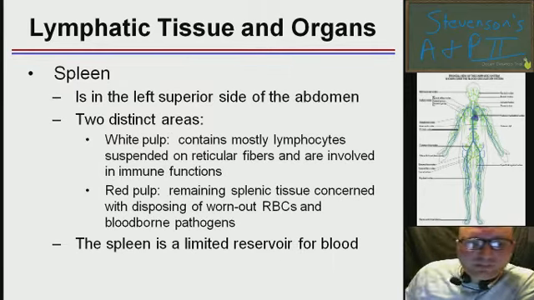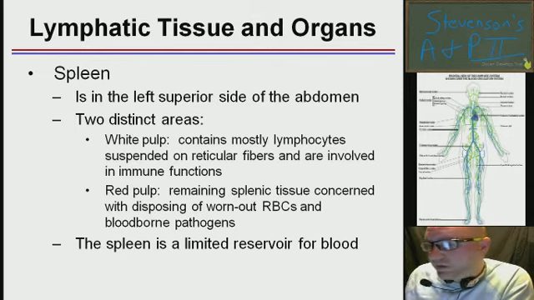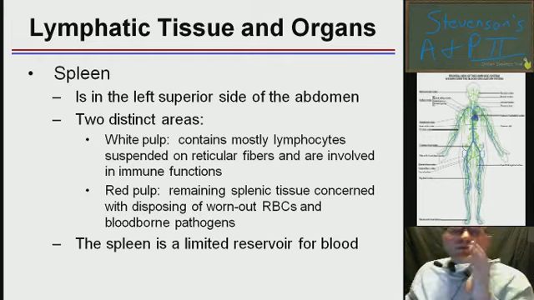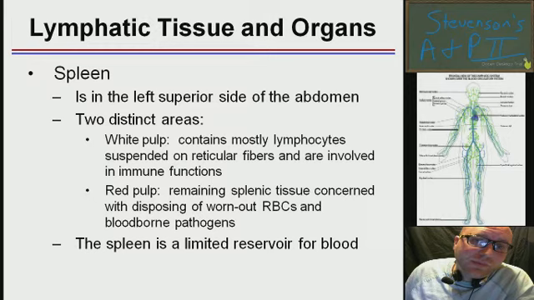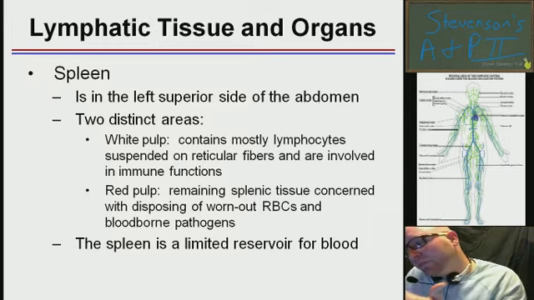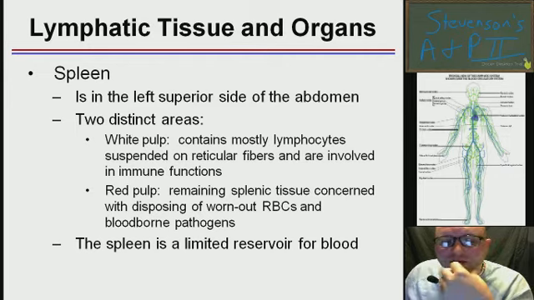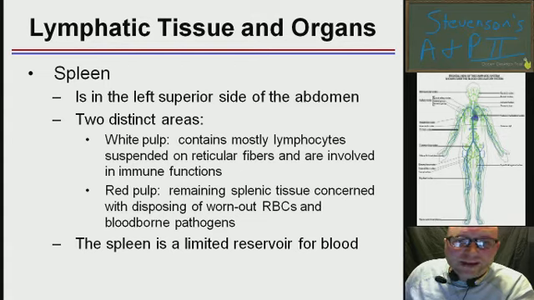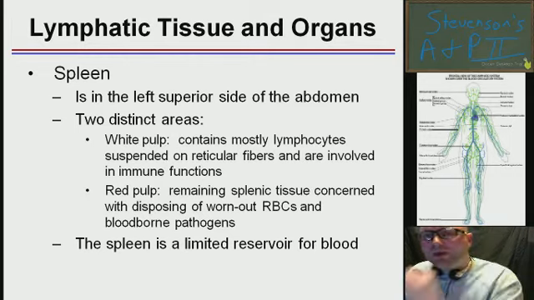Okay, the spleen. The spleen is found in the left superior side of the abdomen. There are two distinct areas. There's the white pulp region of the spleen, which contains mostly lymphocytes suspended on reticular fibers, and they're involved in immune functions. Whereas you also have the red pulp, which consists of the remaining spleen tissue that is concerned with disposing of worn-out red blood cells and blood-borne pathogens. So the spleen is playing a dual role there. It's cleaning the blood, and it also has the white pulp region, which contains most of the lymphocytes.